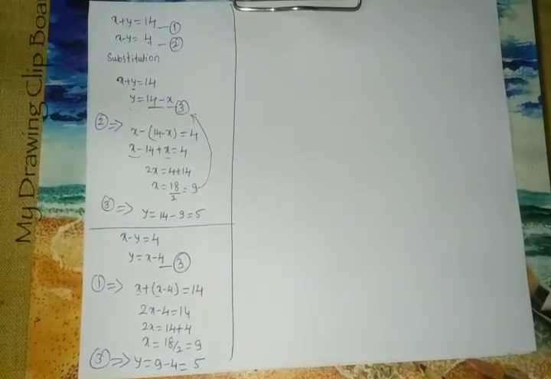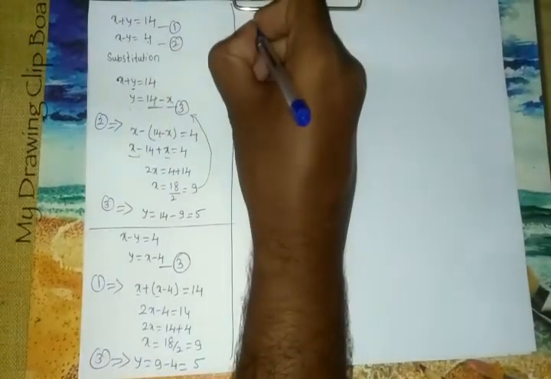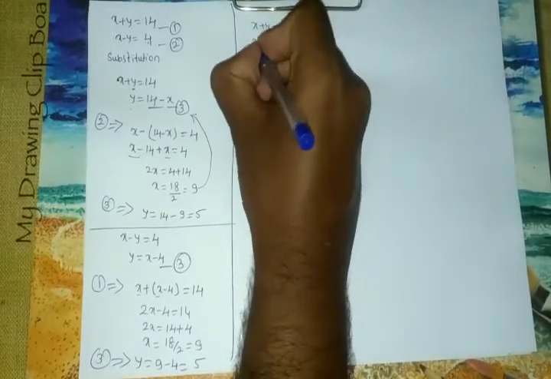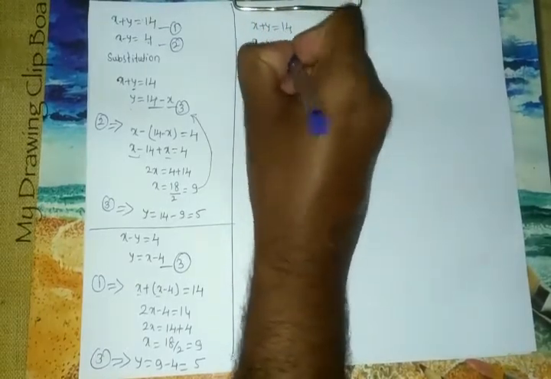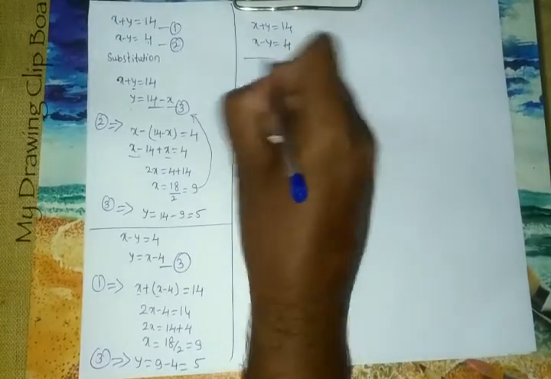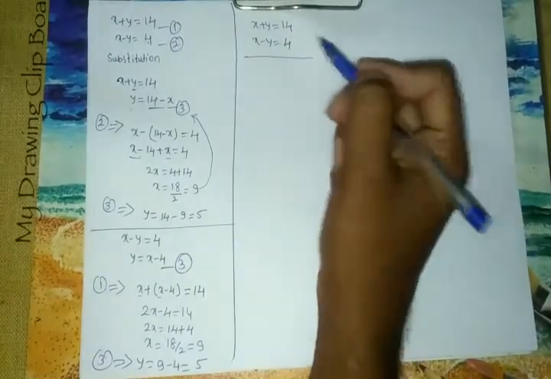Now I will solve the same pair of linear equations by the elimination method. In the elimination method, we are eliminating one variable and trying to get the value of the other. So let me use the same equations, that is x plus y equals 14 and x minus y equals 4. So this is equation 1 and this is equation 2. We need to add the equations.